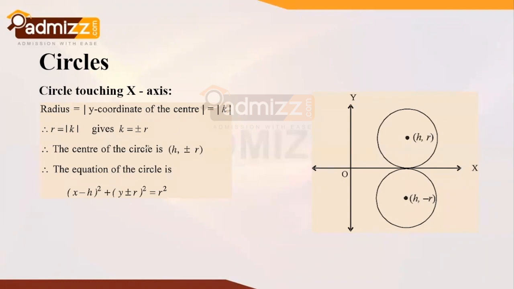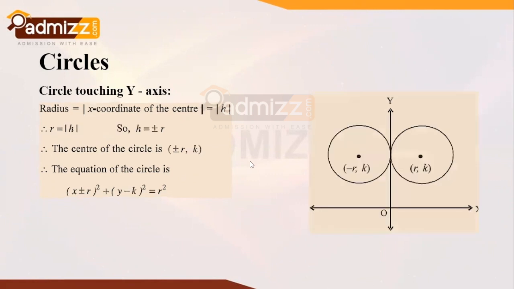Now the center of the circle is given by h. See, this x value h is constant in both the cases, whereas the r value is getting changed. If it is towards the positive side of the y axis, then it is taken as positive r, and if it is towards the negative side of the y axis, then it is taken as negative r. Now the equation of the circle turns out to be, in that sense, (x minus h) the whole square plus (y plus or minus r) the whole square is equal to r square. So this is the equation of the circle touching the x axis.